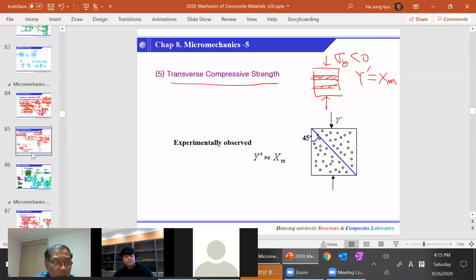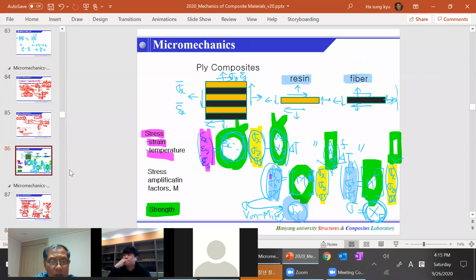What's the purpose of micromechanics? Again, the purpose of micromechanics is that given resin property and fiber property, stiffness and strength, we get the stiffness of the ply and strength of a ply. In doing so, it's better to define the stress amplification factor, which is very useful, to directly calculate the stresses from ply stress.